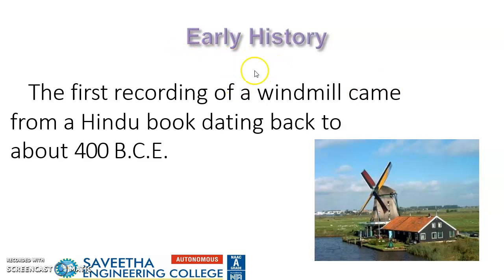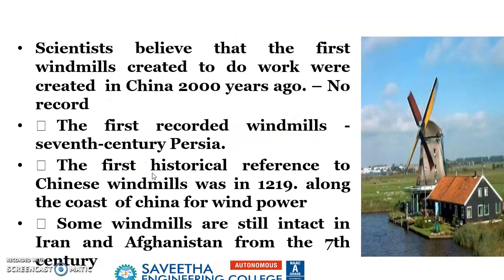And if we consider the early history, the first recording of a windmill came from a Hindu book dating back to about 400 BC. Scientists believe that the first windmills created to do work were created in China 2000 years ago, but we don't have any record of that. But the first recorded windmill was found in the 7th century in Persia. The first historical reference to a Chinese windmill was in 1219 along the coast of China for wind power. Some windmills are still intact in Iran and Afghanistan from the 7th century.